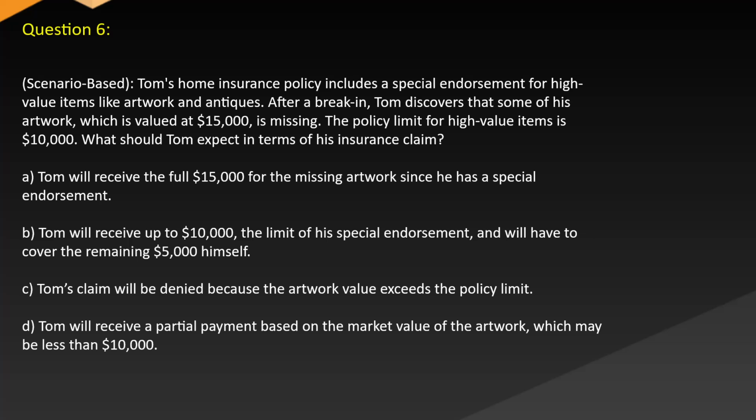A. Tom will receive the full $15,000 for the missing artwork since he has a special endorsement. B. Tom will receive up to $10,000, the limit of his special endorsement, and will have to cover the remaining $5,000 himself. C. Tom's claim will be denied because the artwork value exceeds the policy limit. D. Tom will receive a partial payment based on the market value of the artwork, which may be less than $10,000.